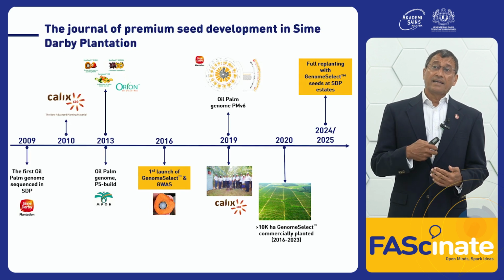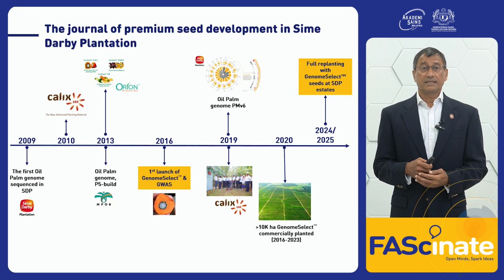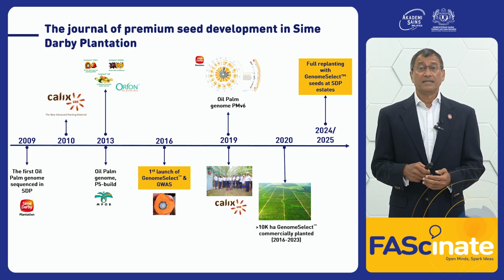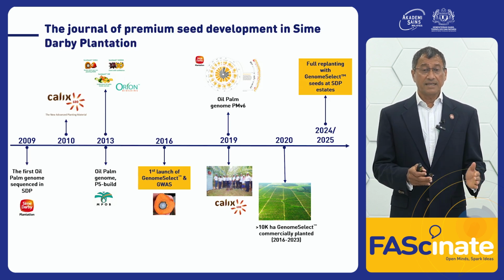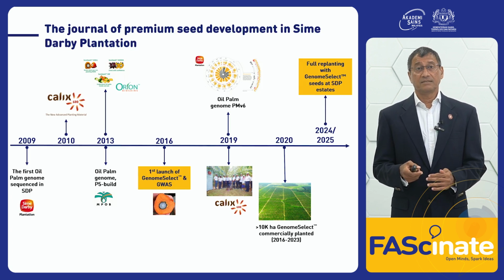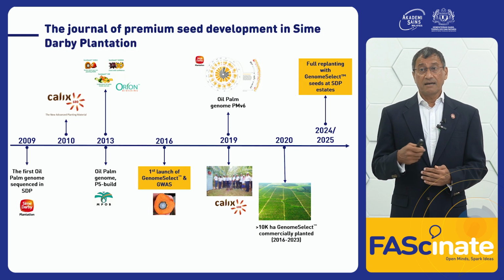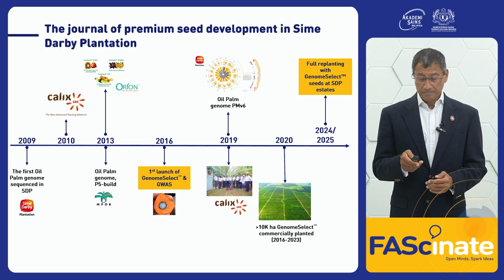So if I look at the overall performance of what we have done at SD Guthrie, or Sime Darby Plantation, from sequencing the oil palm genome in 2009, we were then able to take that knowledge from bench work and convert it into a usable tool that could be field planted in 2016, which is in 7 years. And then after that, through steps of validation and so on, we are now planting large areas with these kinds of materials.